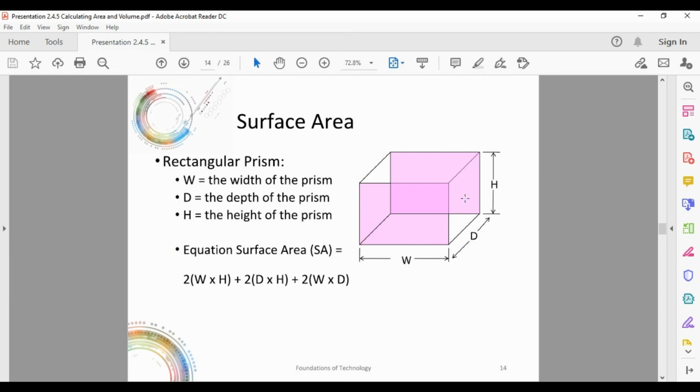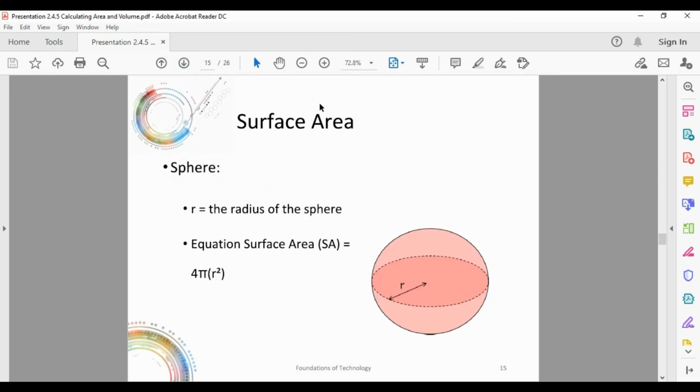But ultimately, if you look, you have 2 faces, the left and right, which have dimensions d and h, so that's right here. You have 2 faces, front and back, which are w and h, right here, and 2 faces, top and bottom, which are these 2 right here. Add those together. Surface area of a sphere, unless you want to get into some calculus, then you just have to trust this particular equation. When you know the radius, it's going to be 4 times pi r squared.